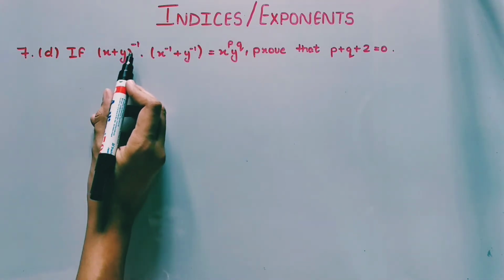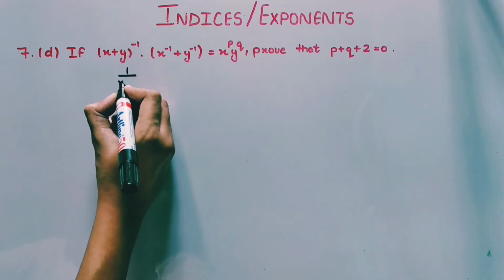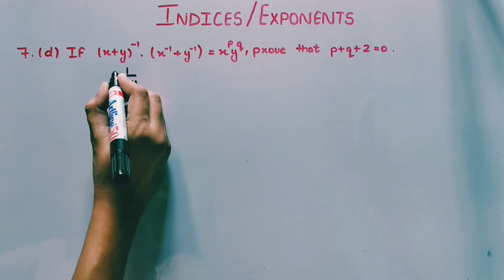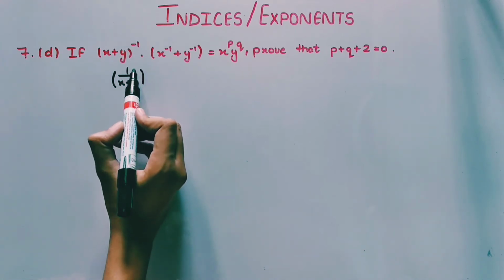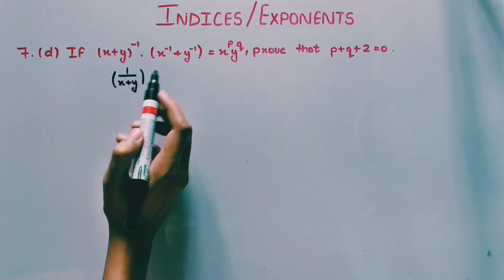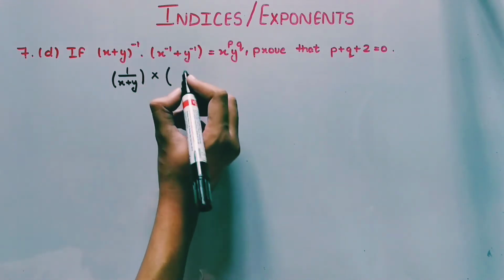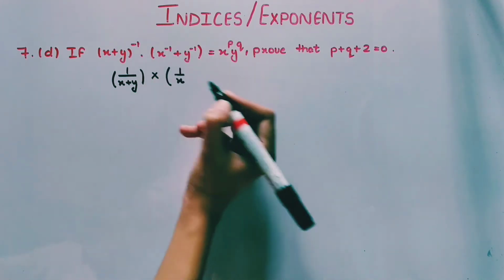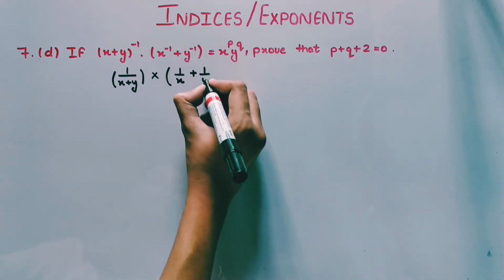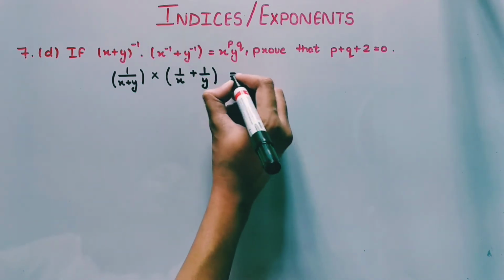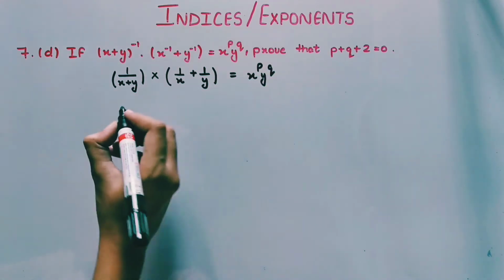(x + y)^(-1) can be written as 1 divided by (x + y), because the power is minus 1. When this is in division, the power will become positive. Multiplied by x^(-1) + y^(-1), which can be written as 1 upon x plus 1 upon y, that is equal to x^p y^q.